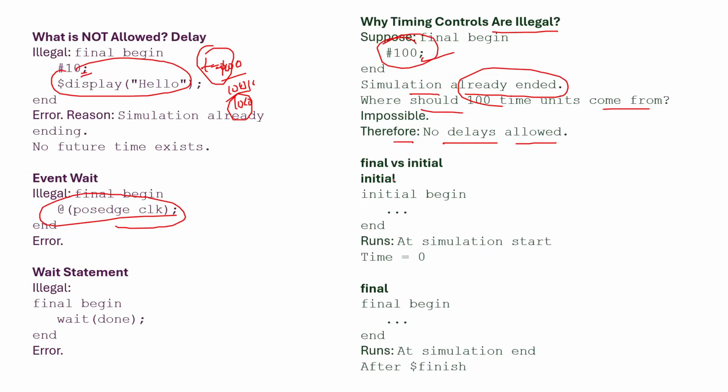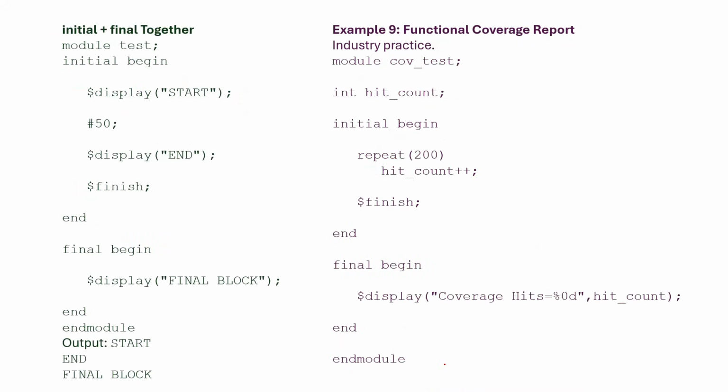See, the initial begin block executes at time 0 only, and then the final block executes after $finish. Once $finish is there, the simulation has ended. After that there are no further delays. So we are also getting some coverage reports, all these things. I am writing the initial begin block, $display started and ended, then $finish is called, then go to the final block. There is no time delay.